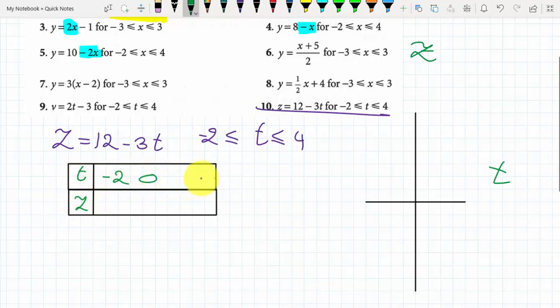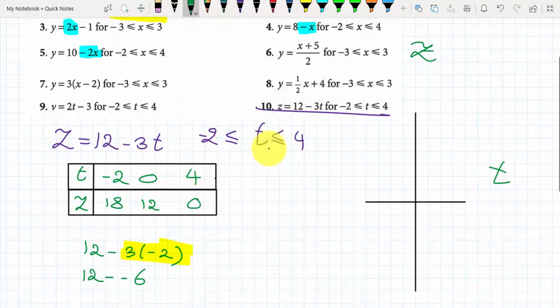-2, 0, 4. Let's see how does it work. If we put -2 in place of this t, we will have 12 minus 3 times -2. 3 times -2 is -6, so we'll have 12 minus -6. This -6 is from this 2. This minus is the same as this one. Then 12 plus 6 is equal to 18. Secondly, it's 0. 3 times 0 is 0. 12 minus 0 is just 12. And 3 times 4 is 12. 12 minus 12 is 0.